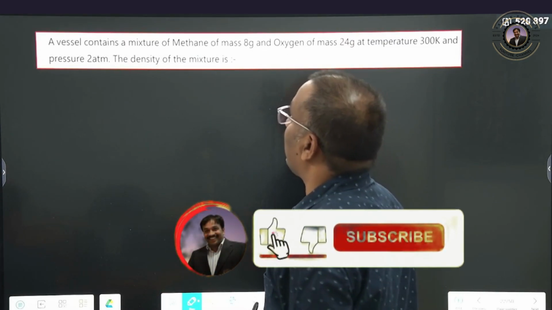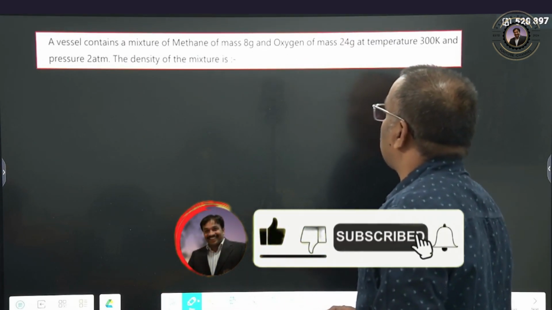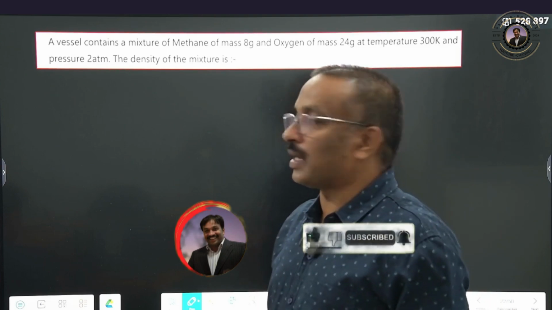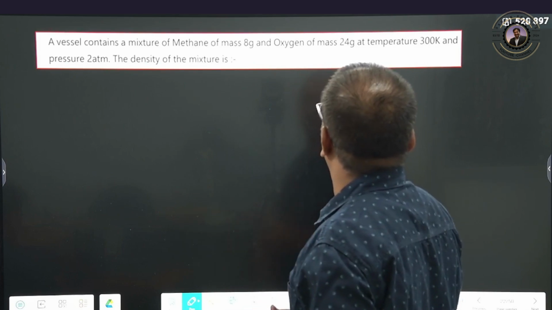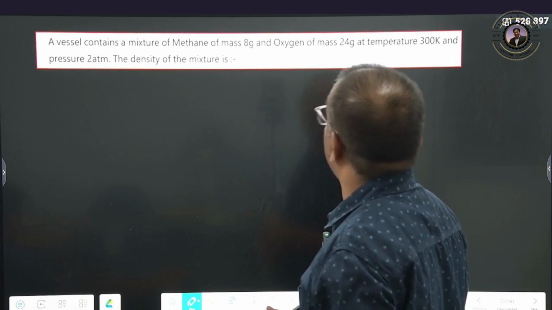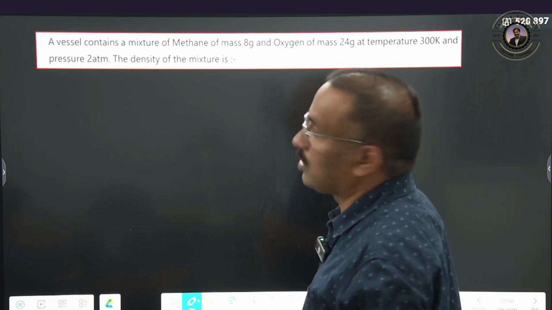A vessel containing a mixture of methane gas and oxygen gas: 8 grams of methane and 24 grams of oxygen. The temperature is 300. Pressure is given. Find the density of the mixture.